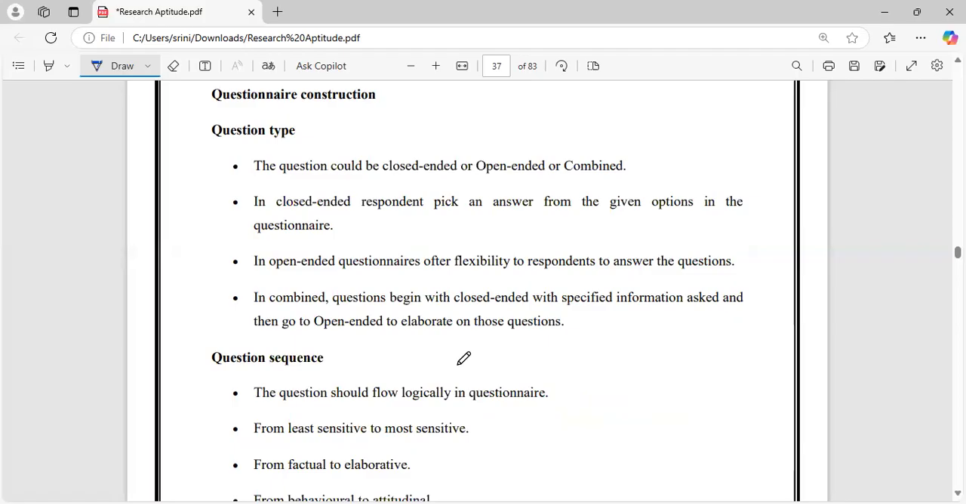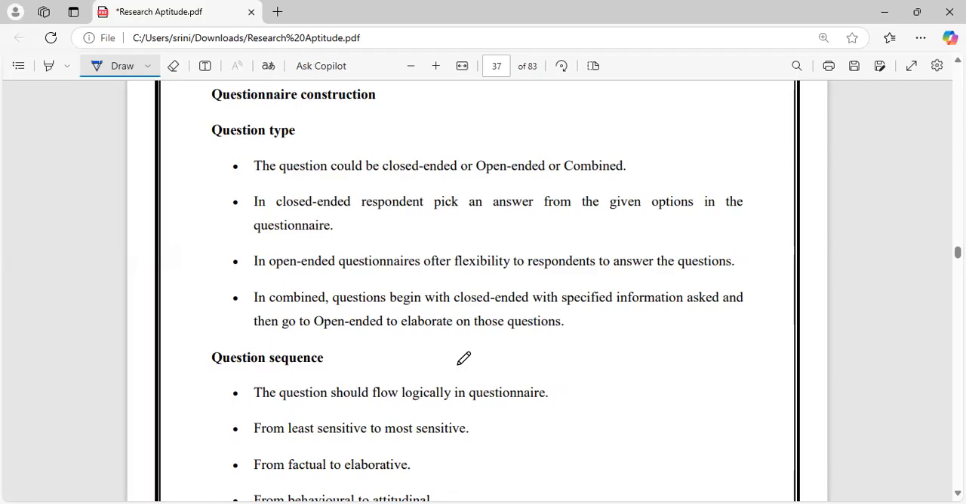In close-ended, the respondent picks an answer from the given options in the questionnaire. An open-ended questionnaire offers flexibility to respondents to answer the questions. In combined, questions begin with closed-ended with specific information asked and then go to open-ended to elaborate those questions.